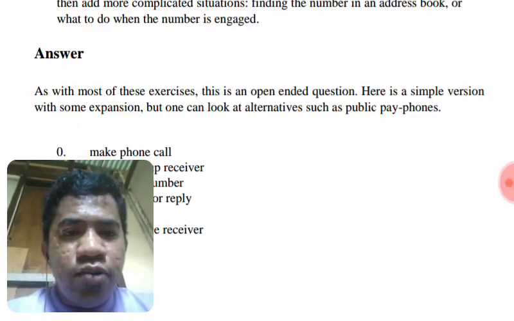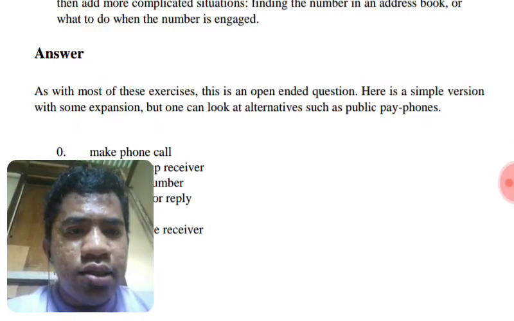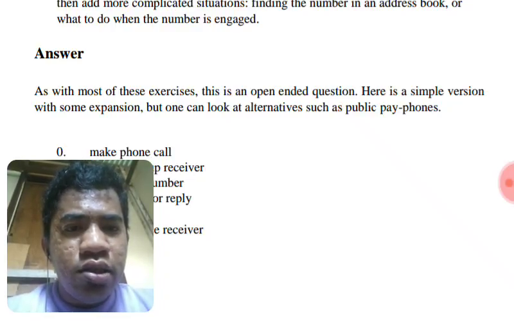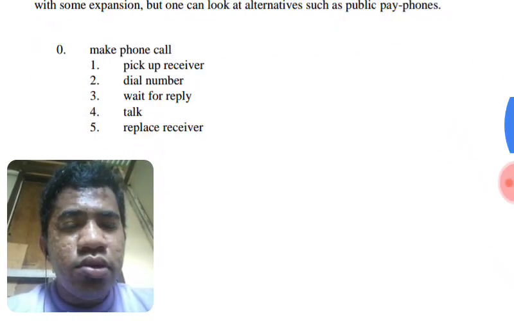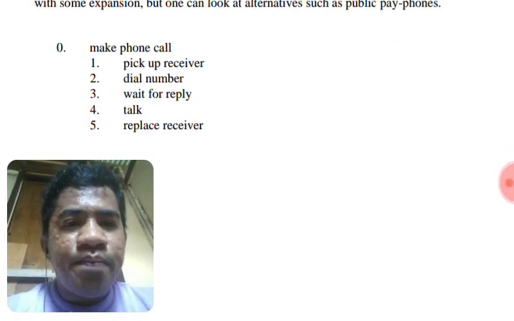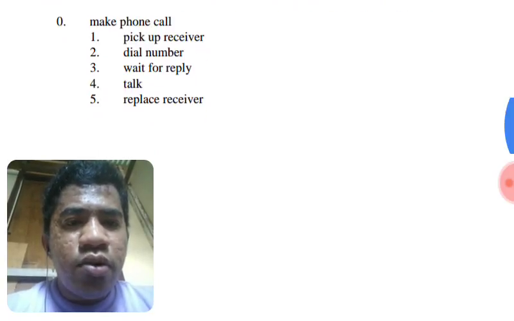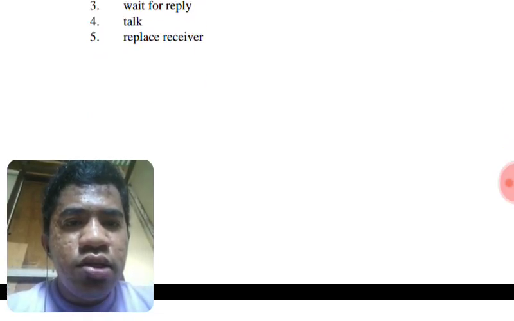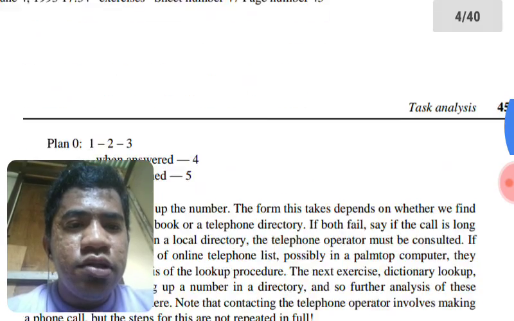Answer. As with most of these exercises, this is an open-ended question. Here is a simple version with some expansion, but one can look at alternatives such as a public payphone. 0. Make a phone call. 1. Pick up receiver. 2. Dial number. 3. Wait for reply. 4. Talk. 5. Replace receiver.